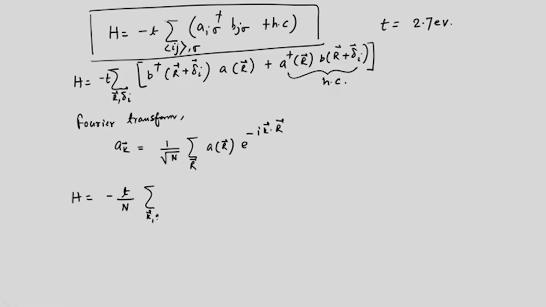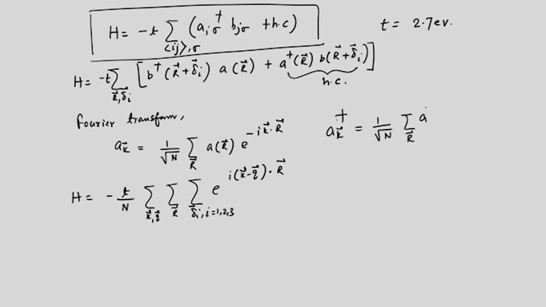So, we use a k and a q, and of course, there is an r which is coming from this Fourier transform, and then delta i, where i is equal to 1, 2 and 3. Okay. So, with that, we have an exponential i(k minus q) dot r. Now, remember, because there is a dagger there. So, if you want to write a dagger, a k dagger will come with a 1 by root N, exactly everything remains the same, excepting that you have a dagger r and an exponential i k dot r.